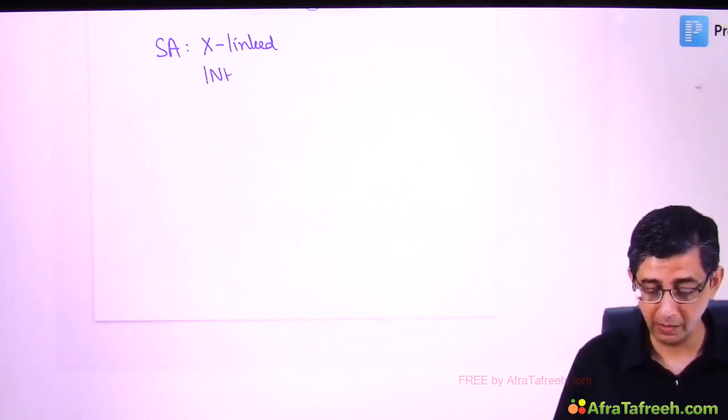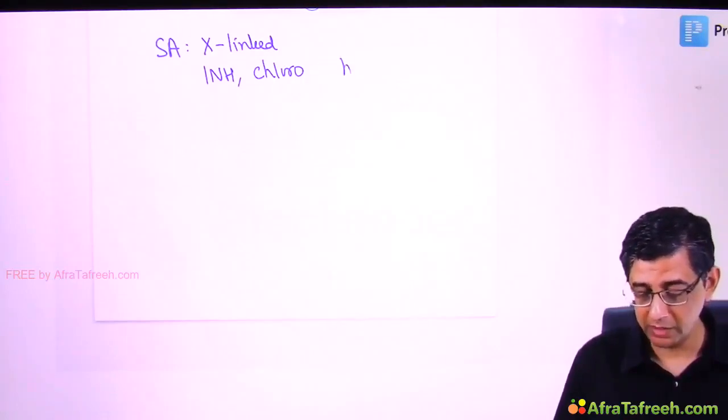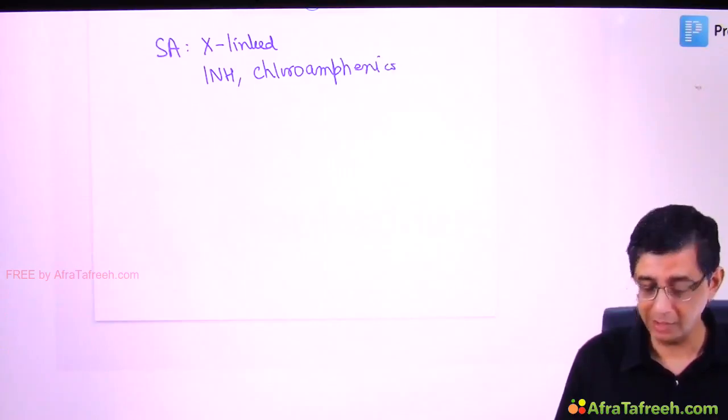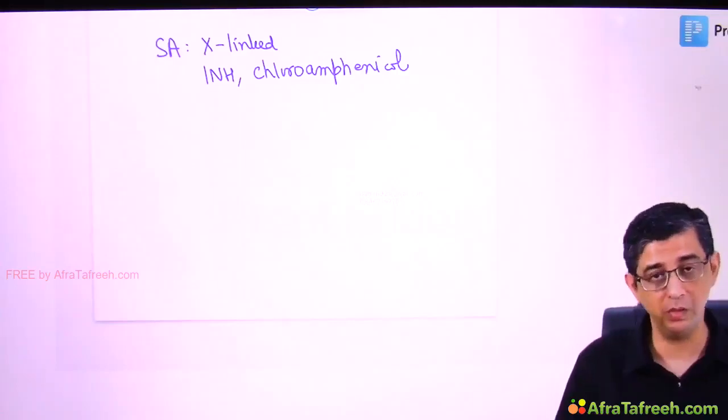Then are drugs. One of the important drugs to be remembered over and above isoniazid is chloramphenicol. Yes, the same drug that you study for causing gray baby syndrome. It was earlier used in typhoid extensively, though now we obviously use quinolones.